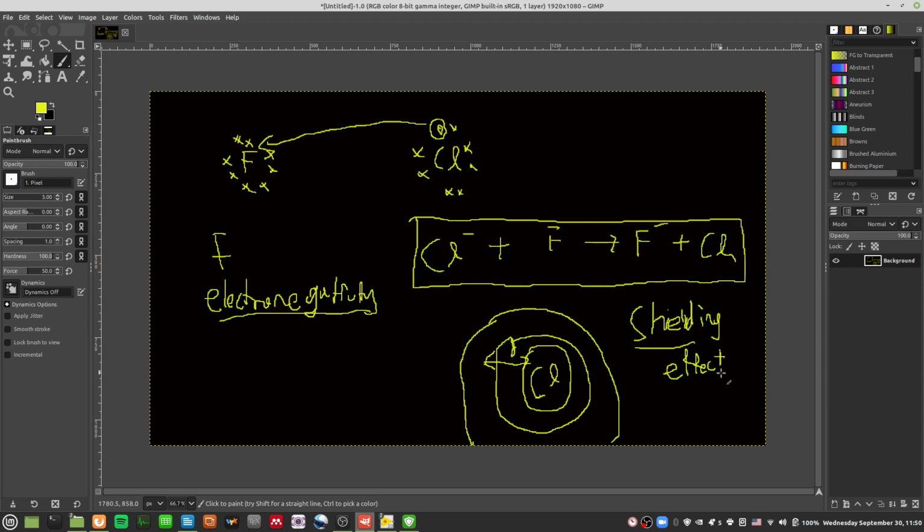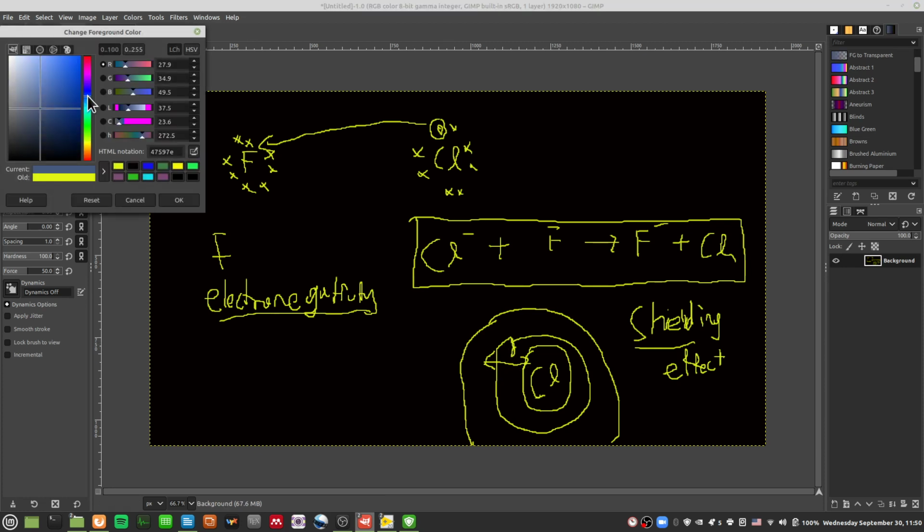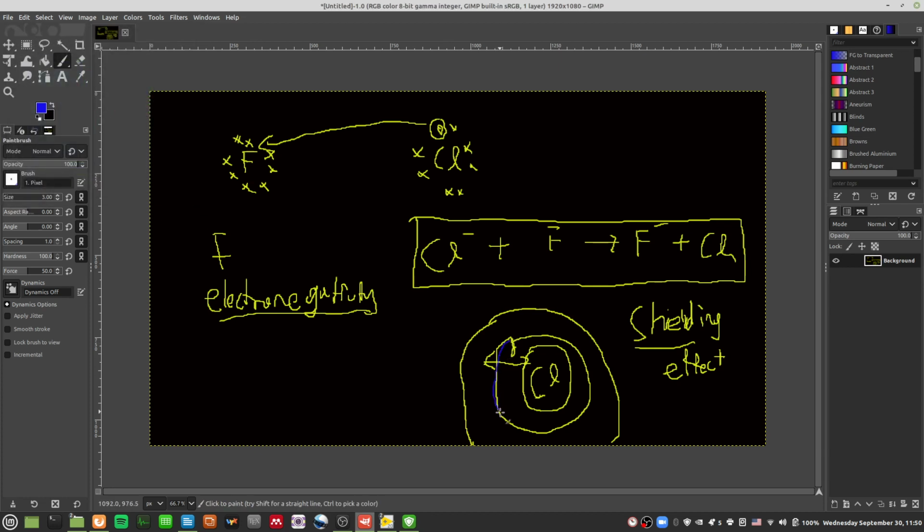Okay, so why is this called the shielding effect? Because you can think about it like this: this middle extra shell of electrons acts as a shield, to so-called protect the outermost electron from the influence of the nucleus, right? From the influence of the nucleus.